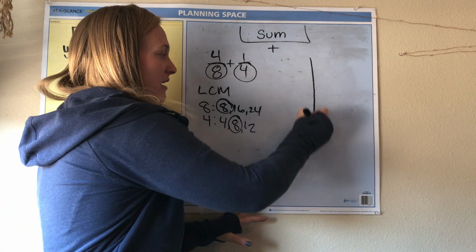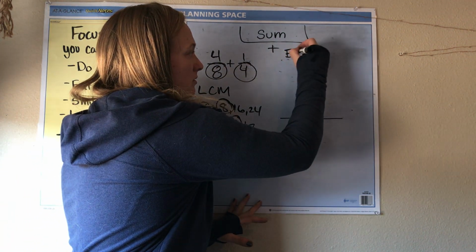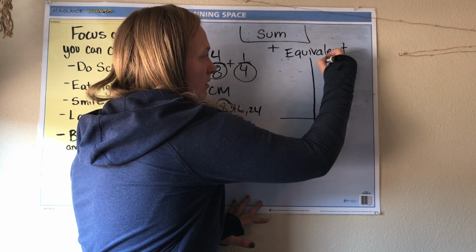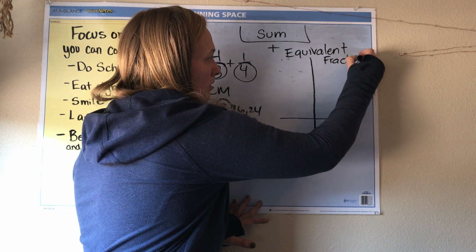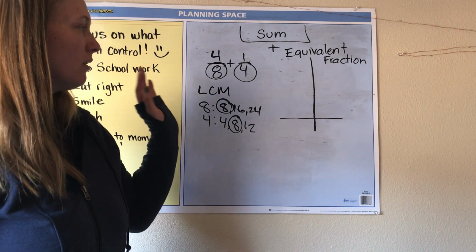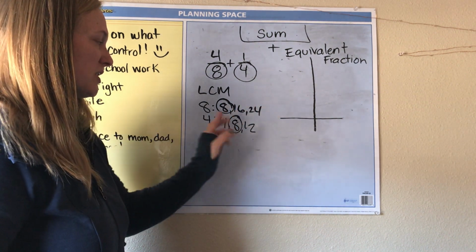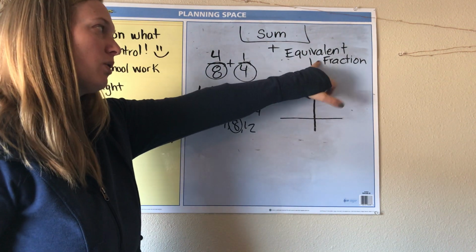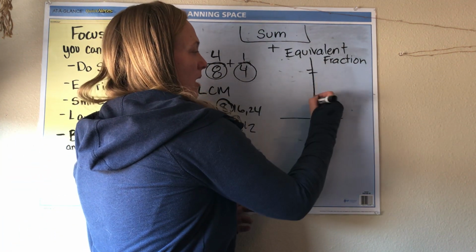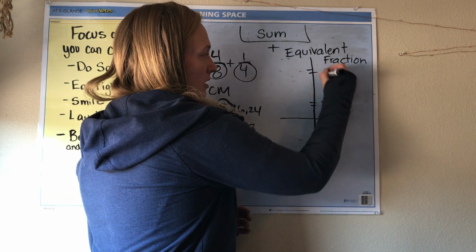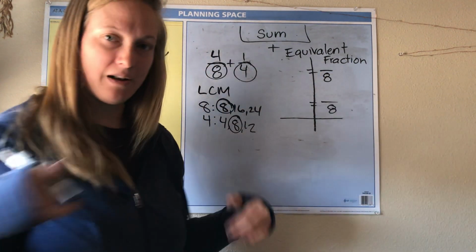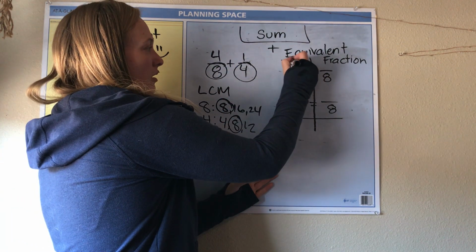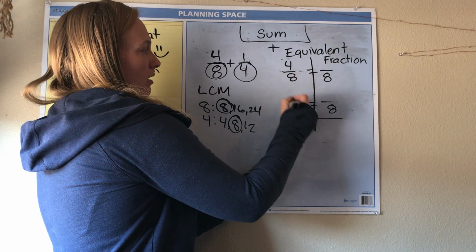I'm going to now do my upside down T to find that equivalent fraction. Make sure you do this step. I see a lot of kids just putting 8 in the denominator and then adding across. That's not how you do it. Make sure that you are finding your equivalent fraction with the common denominator of 8. So I'm going to put 8 over here because I know that that is my denominator of my final fractions. Then I'm going to take my original fractions and put them over here. 4/8 and 1/4.